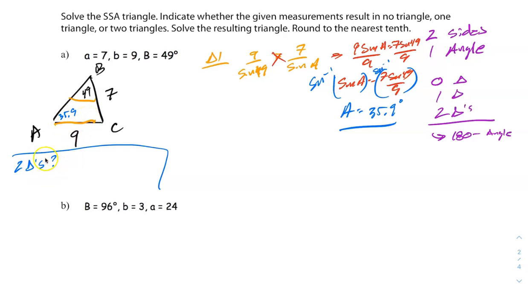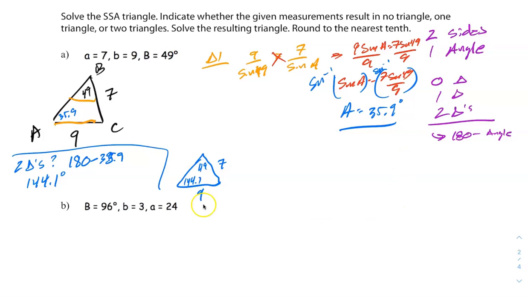So how do you find the second triangle? Well, we do what I said here. You find your first angle, do 180 minus that thing. So we're going to do 180 minus 35.9. And I get 144.1. Alright, so if I was going to draw a second triangle, what do I have? I have 49, I have 7, I have 9, and now I have 144.1.